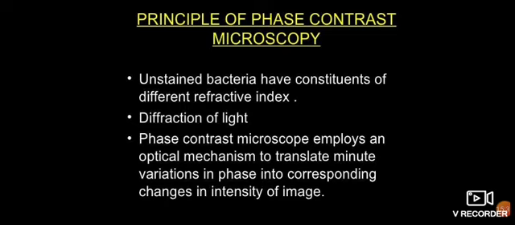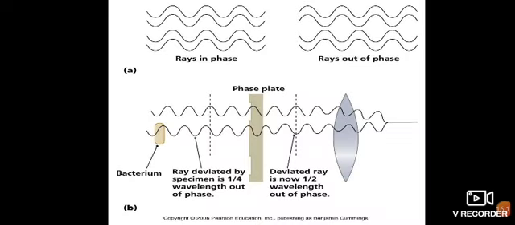Then diffraction of light must be observed in phase contrast microscopy. Phase contrast microscopy employs an optical mechanism to translate minute variations in phase into corresponding changes in the intensity of the image. So the intensity of your image can easily be observed by phase contrast microscopy. As per our requirement for different types of specimen, we can change the light by phase contrast microscopy.